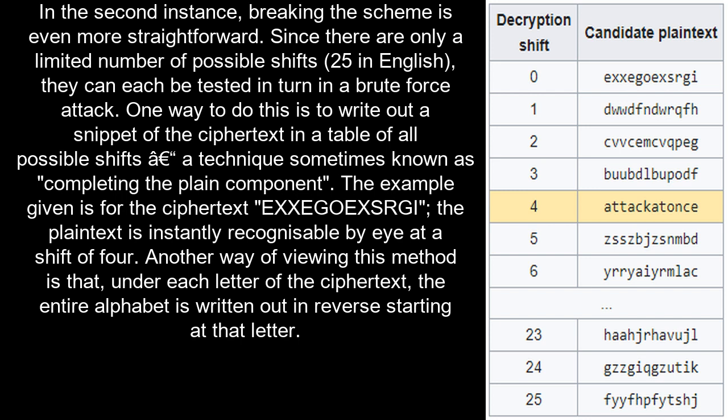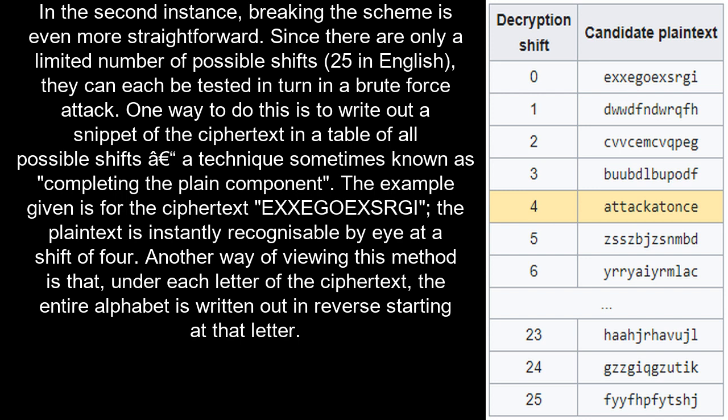Since there are only a limited number of possible shifts, 25 in English, they can each be tested in turn in a brute force attack. One way to do this is to write out a snippet of the ciphertext in a table of all possible shifts, a technique sometimes known as completing the plain component. The example given is for the ciphertext XSIGO XRG. The plaintext is instantly recognizable by I at a shift of 4.